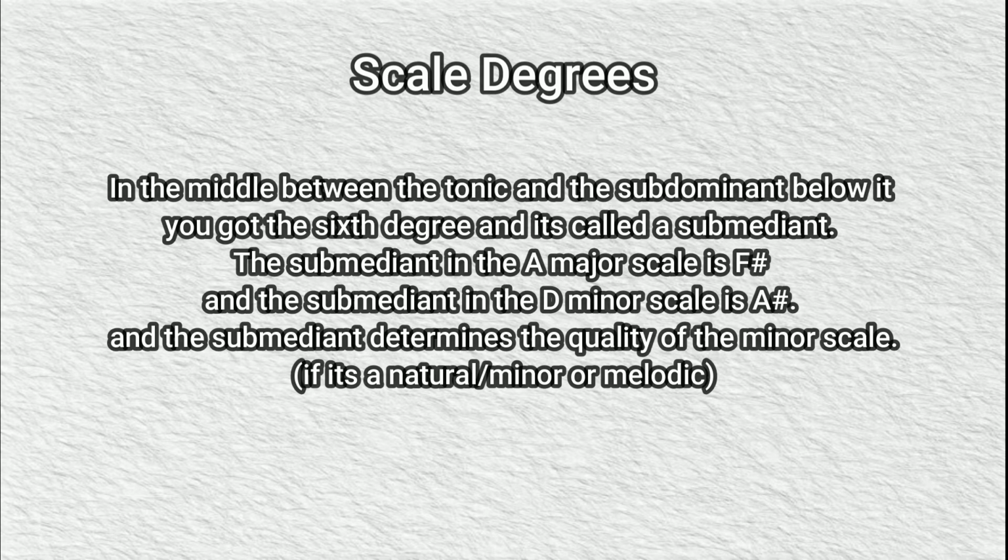In the middle between the tonic and the subdominant, below it, you get the sixth degree, and it's called the submediant. The submediant in the A major scale is F sharp, and the submediant in the D minor scale is B flat, and the submediant determines the quality of the minor scale.